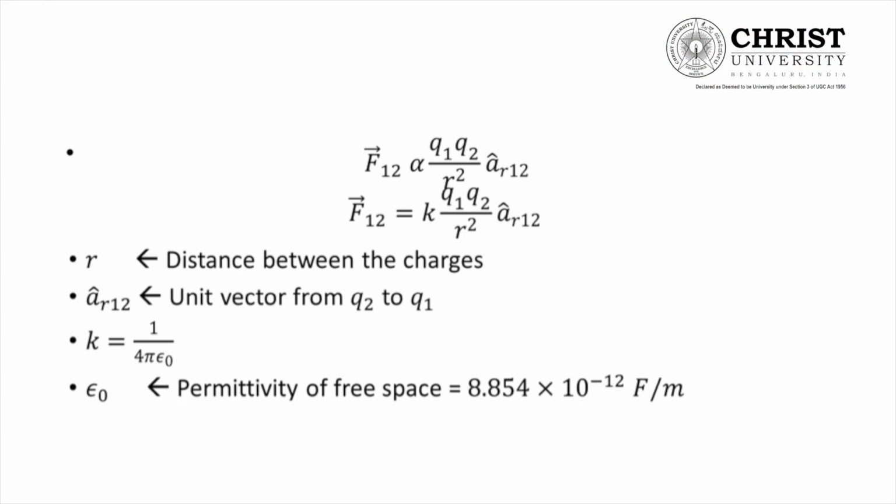The permittivity is a constant related to the medium. It shows the capacity of the medium to sustain the electric field. It will be different for different media. For free space, the value is 8.854 times 10 to the power minus 12.